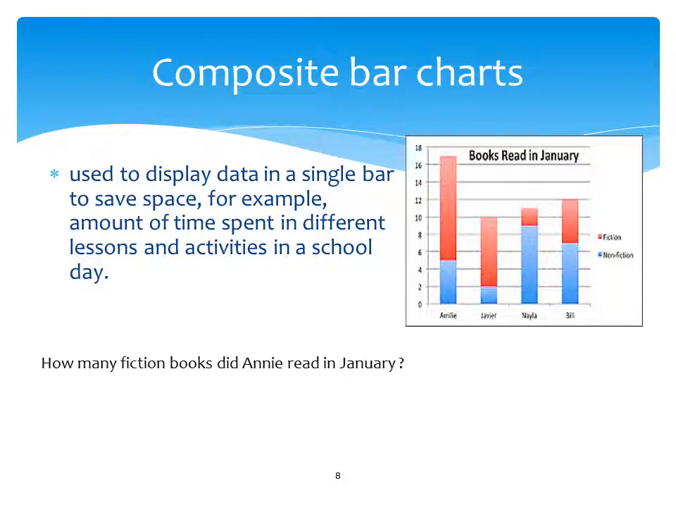How many fiction books did Annie read in January? We will find that it's 17 minus 5, which is 12 books.